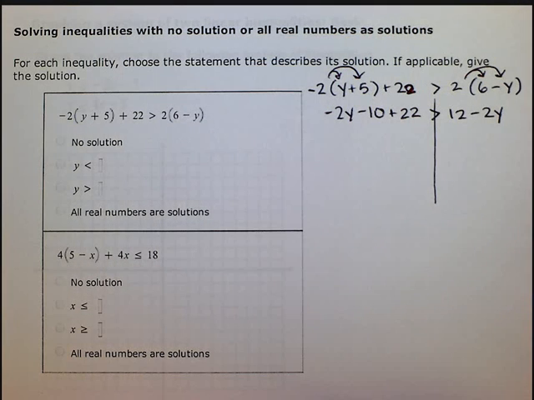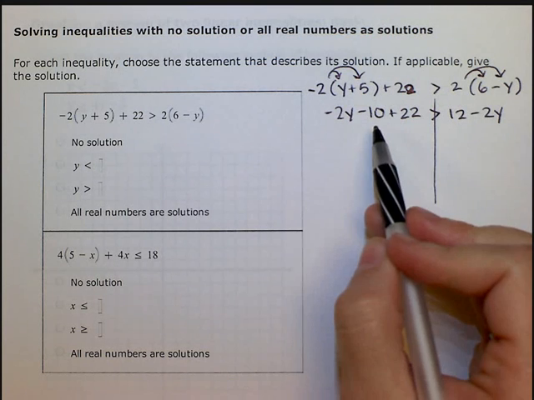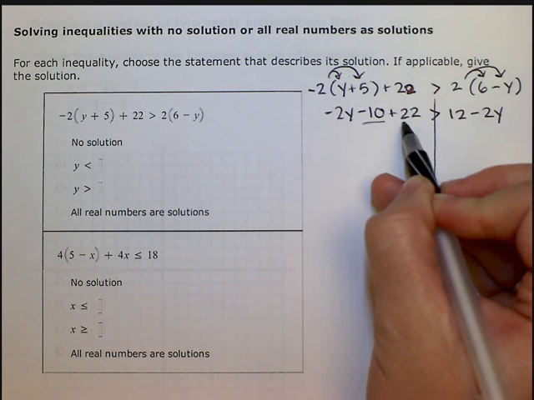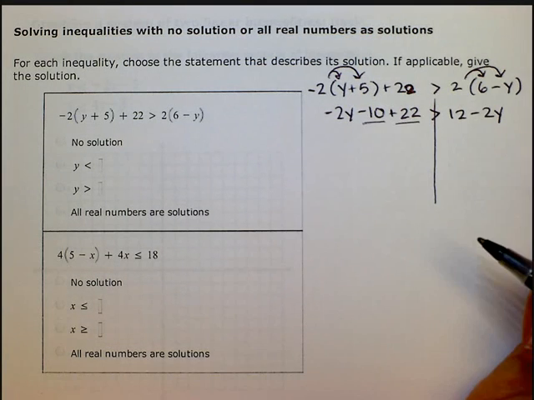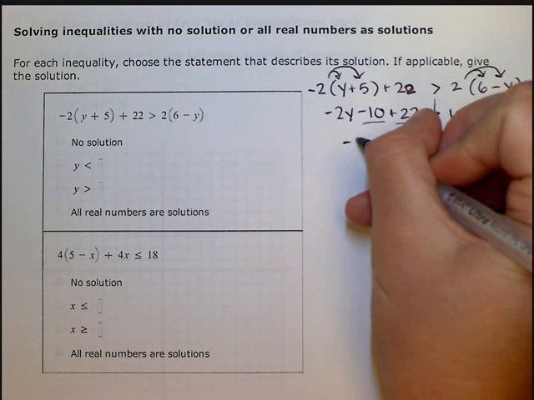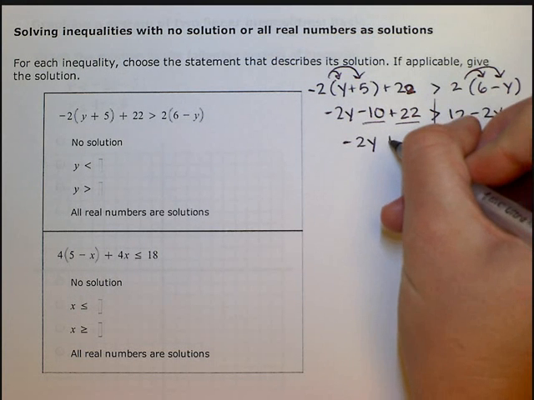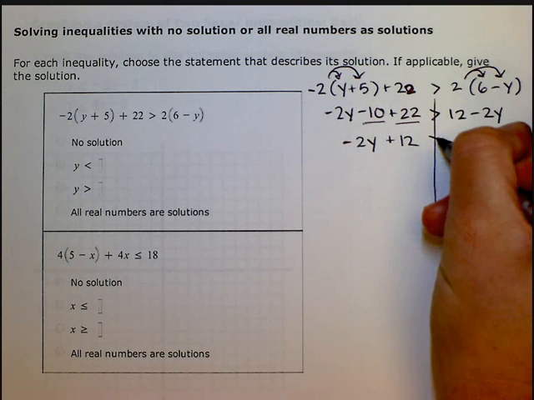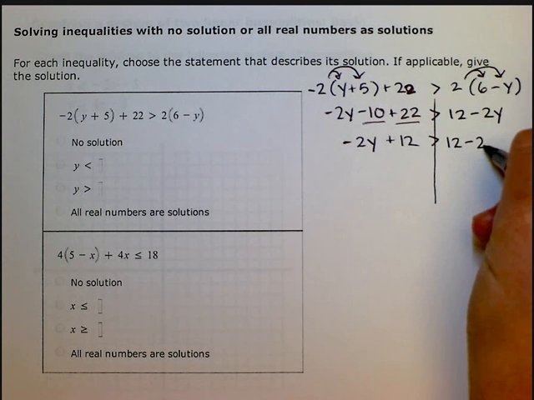Now on my left I have some like terms I can combine. This negative 10 and the 22 are both constants, so I can combine them. So I have negative 2y plus 12 is greater than 12 minus 2y.